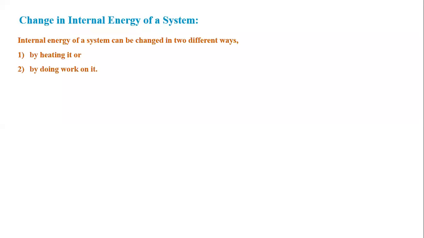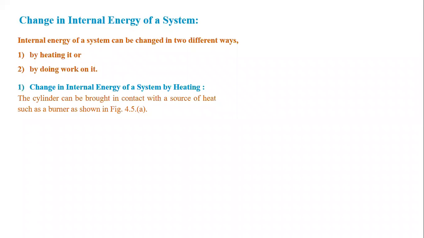The next article we have to start is change in internal energy of system. When the internal energy of the system changes, that we have to learn. So we consider here the two ways to change the internal energy. The first way is by heating it, and the second way is by doing work. If we heat the object, internal energy changes. Or if we do some work on the system, then also internal energy changes. Now we consider both ways one by one. So the first way is change in internal energy of system by heating.